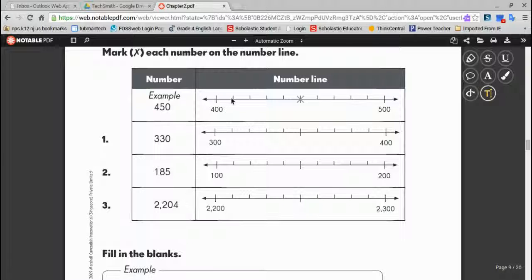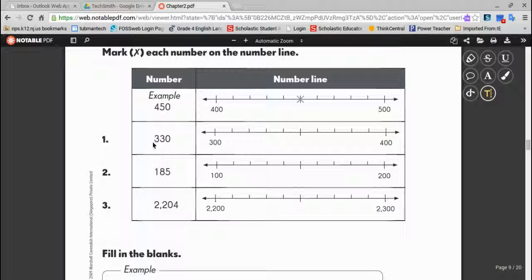Well, we know that we're breaking these up by tens, because we have 10 slashes. 1, 2, 3, 4, 5, 6, 7, 8, 9, 10. So we know we're counting by tens. So this is 400, 410, 420, 430, 440, and 450. So we put the X on 450.